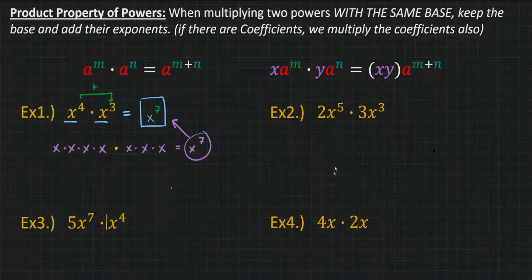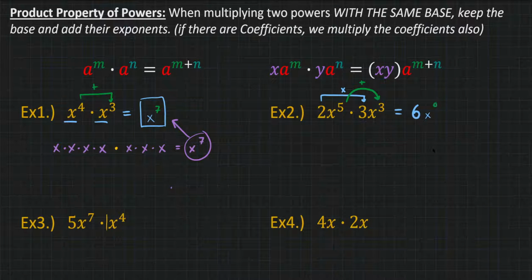Here, let's do one with coefficients. If I were to try and combine these powers using the product property, what I would need to do is first multiply the coefficients. So 2 times 3 is 6. And then I just add the exponents. So it becomes 6x, because we keep the base the same, to the 5 plus 3, 8th power. Once again, I'm not trying to solve for x. I'm just trying to simplify the expression. And so that's my final answer.